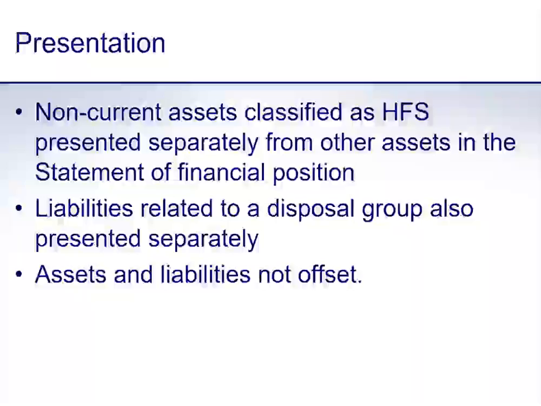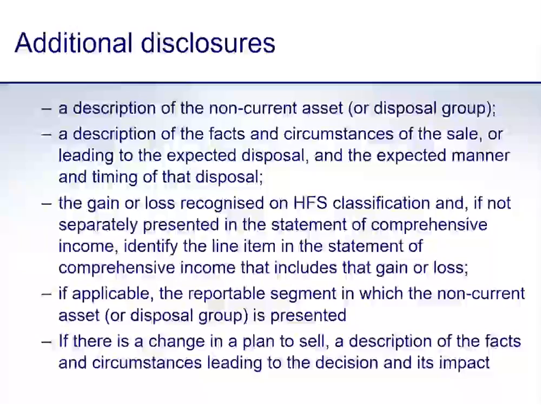You will see IFRS 5 has what it calls additional disclosures. And in that additional disclosure section is all the various things that I'm talking about now. A description of the non-current asset that we're dealing with or the disposal group. A description of the facts and circumstances around the sale. Why are we disposing of this particular group of assets? And when do we expect to dispose of the asset? How do we expect to dispose of the asset?